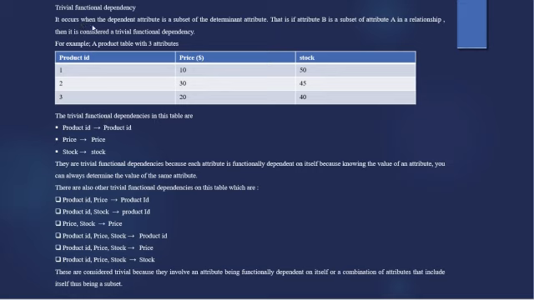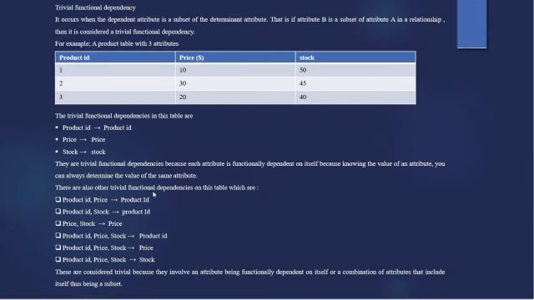Remember, our definition says it occurs when the dependent attribute is a subset of the determinant attribute, which means product ID is also a subset of product ID, since we can see the values of product ID through the product ID. So product ID determines product ID. Price determines price. Stock determines stock. They are trivial functional dependencies because each attribute is functionally dependent on itself, because knowing the value of an attribute, you can always determine the value of the same attribute.